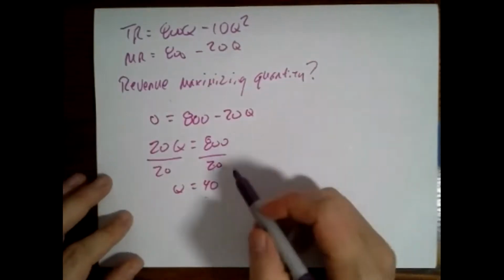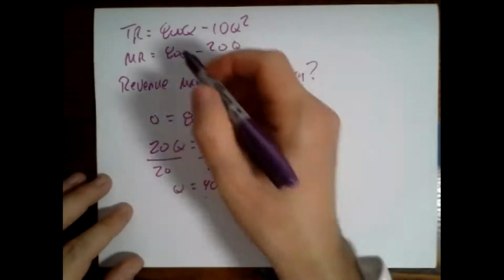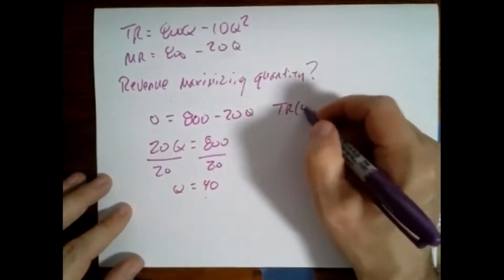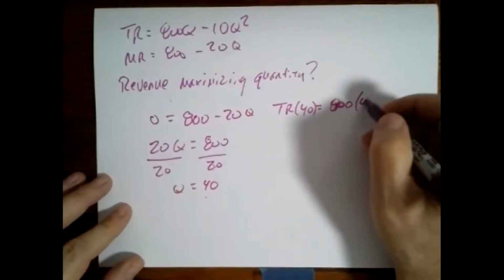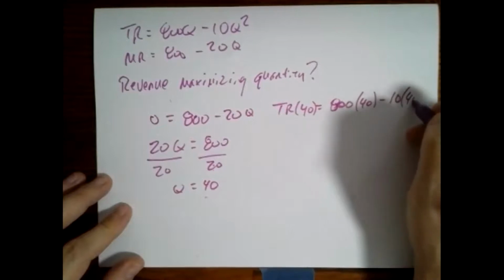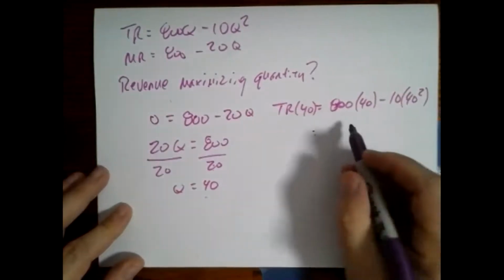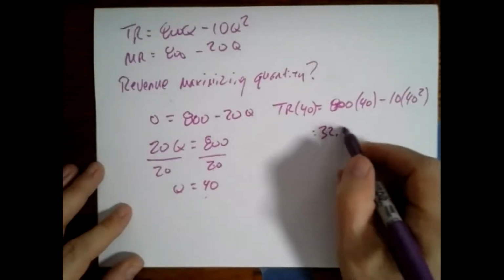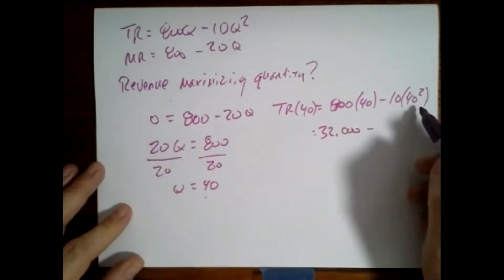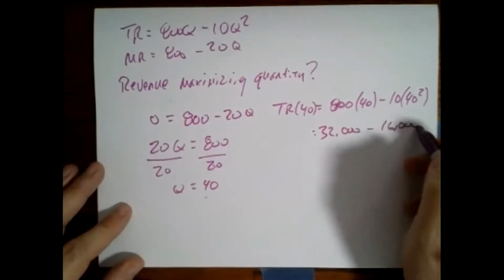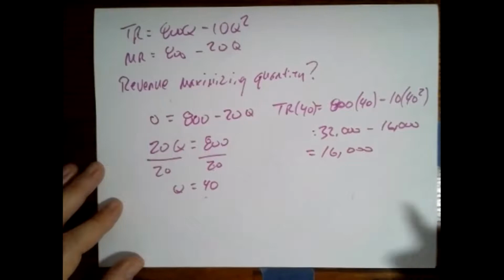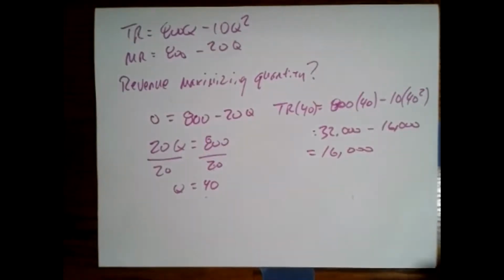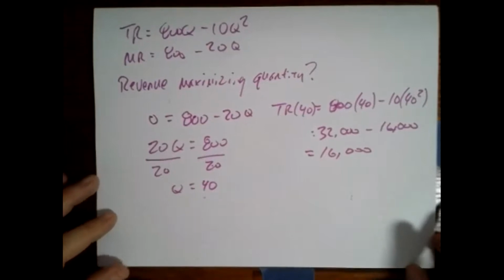So let's test this. Let's go ahead and put 40 into our total revenue. So total revenue at 40 is going to be 800 times 40 minus 10 times 40 squared. 800 times 40 is 32,000. 40 squared is 1,600 times 10 is 16,000. So you get 32,000 minus 16,000 is 16,000. All right. So you say, that's fine, Professor Bonica. You really haven't proven anything to me yet.